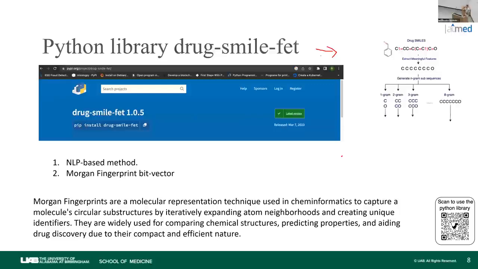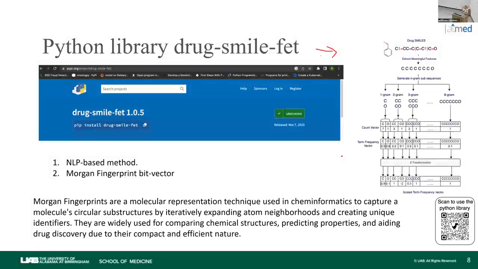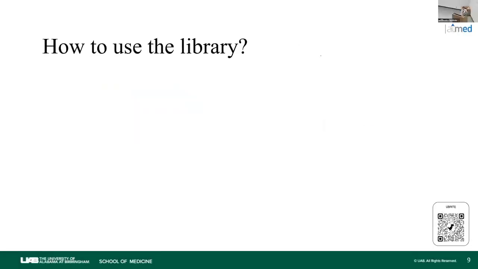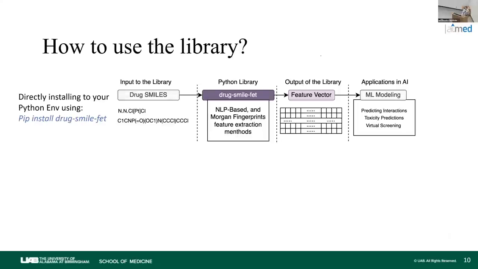This library will be comprehensive, so you can have all sorts of feature vectors that we have. There are around 25 of them. One by one, we are bringing them to one place, and it will be a low-code library. Besides this, how can you use it? One way is if you are a Python programmer, you can use it. You just provide the drug SMILES.